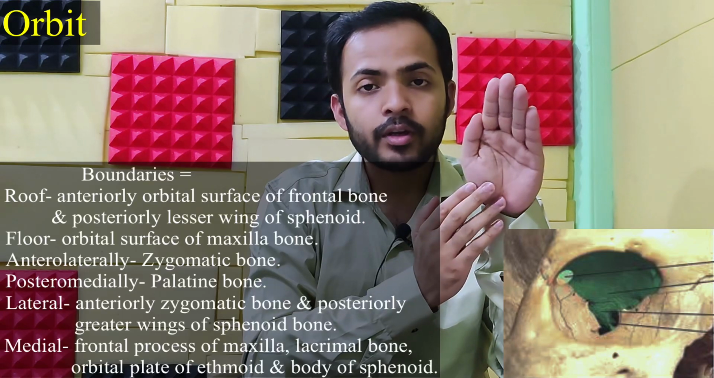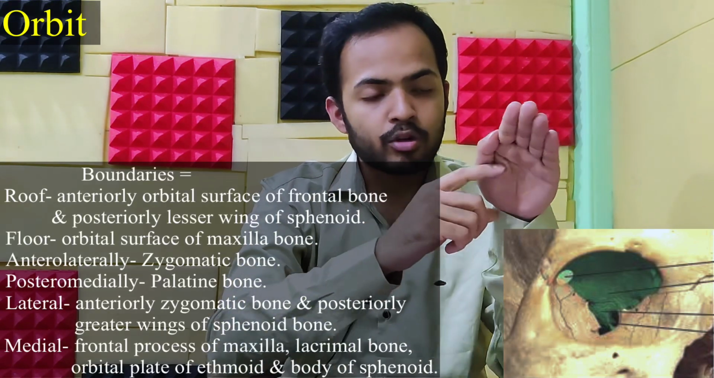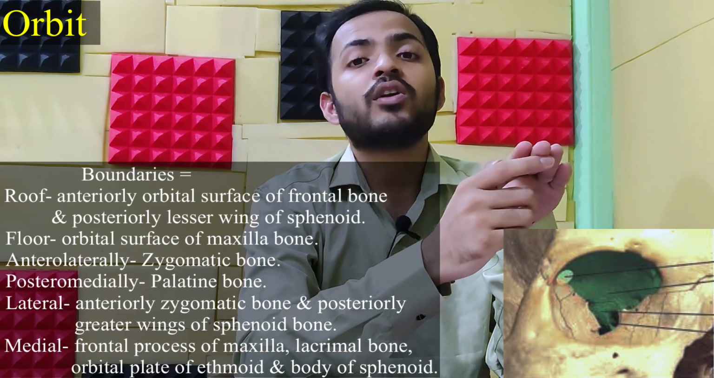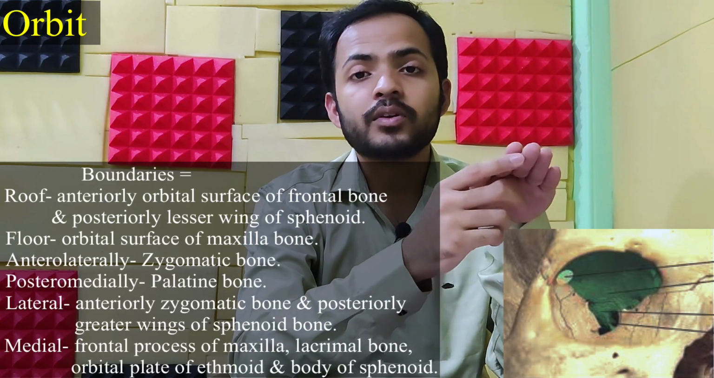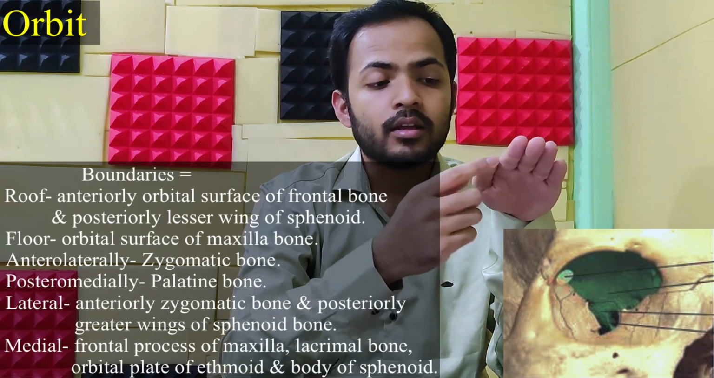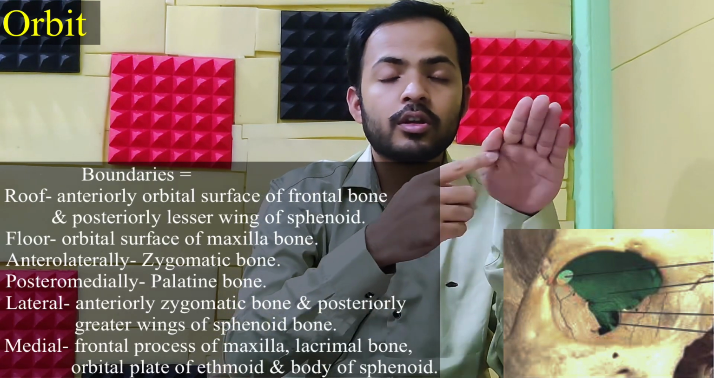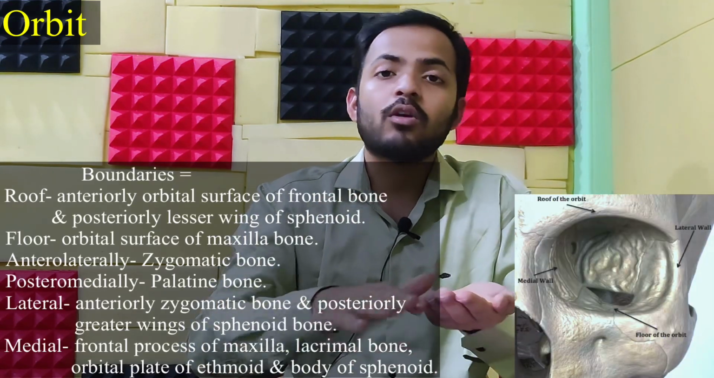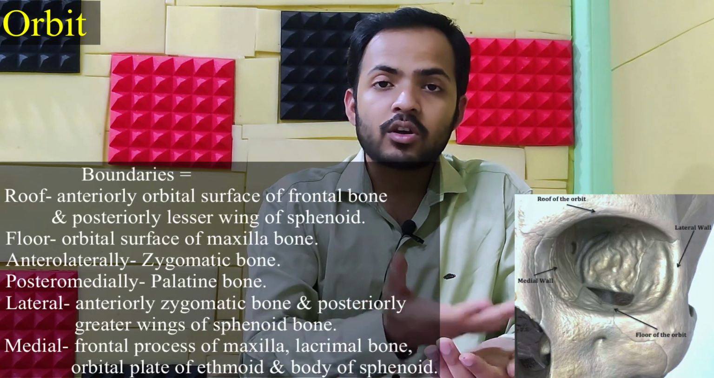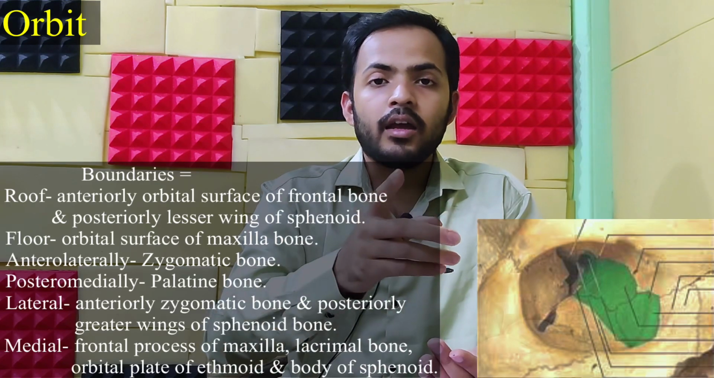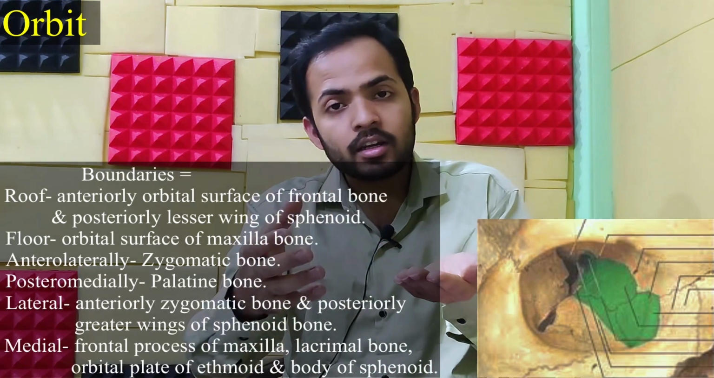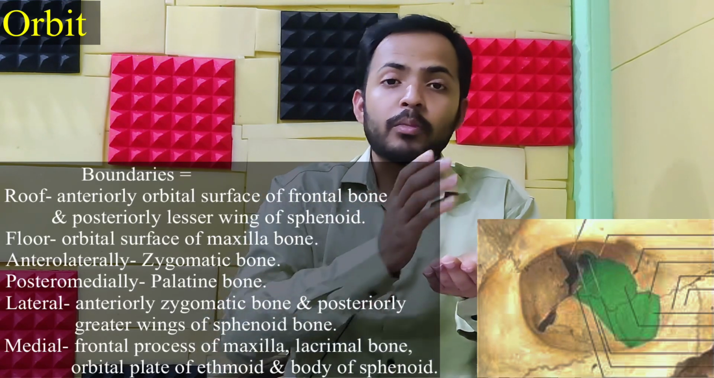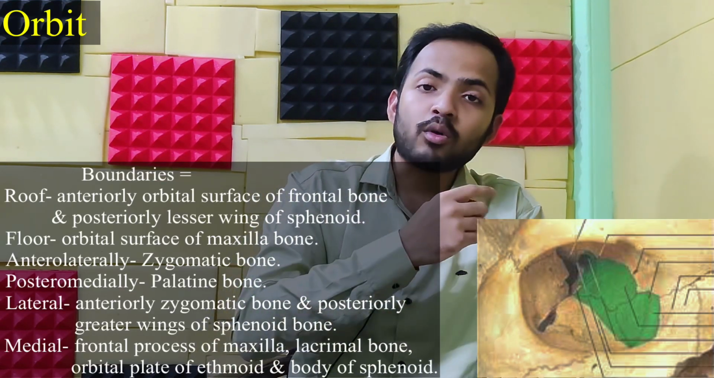Suppose this is the roof, okay? So it has an anterior segment and a posterior segment. The anterior segment of the roof is formed by the frontal bone, I mean the orbital surface of the frontal bone, and posteriorly you're going to find the lesser wing of sphenoid. That's it. And the floor is formed by the orbital surface of the maxilla bone, and anterolaterally you're going to find the zygomatic bone, and posteromedially you're going to find the palatine bone.